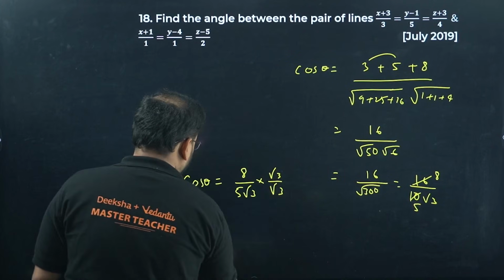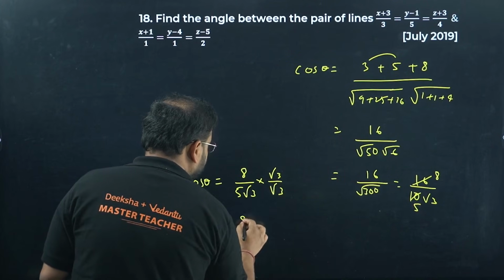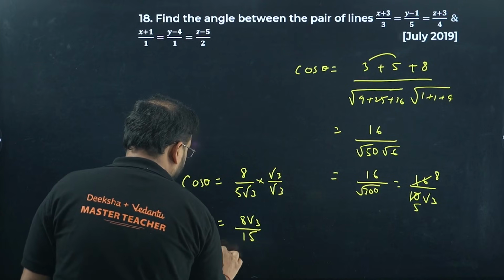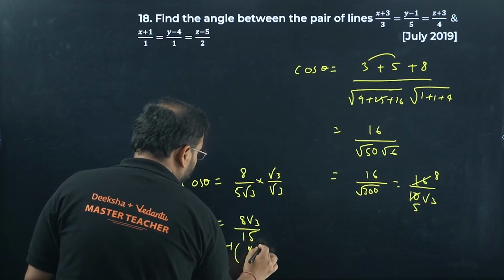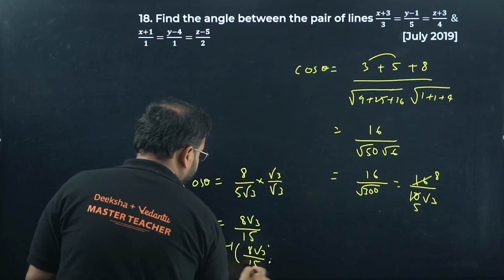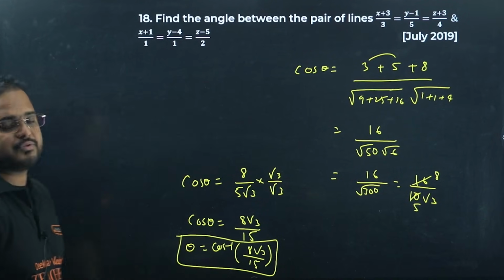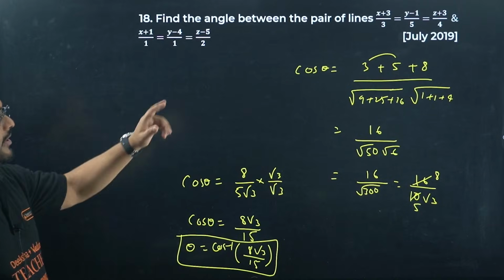I'll end up with cos theta as 8 root 3 by 15. So theta will be cos inverse of 8 root 3 by 15. Please check. This is your answer, 8 root 3 by 15. A simple question, a PYQ of the July 2019 paper.